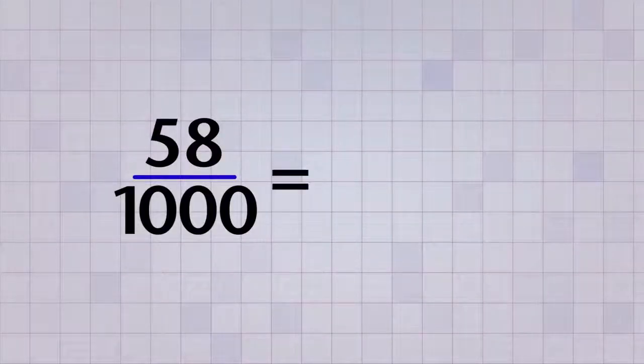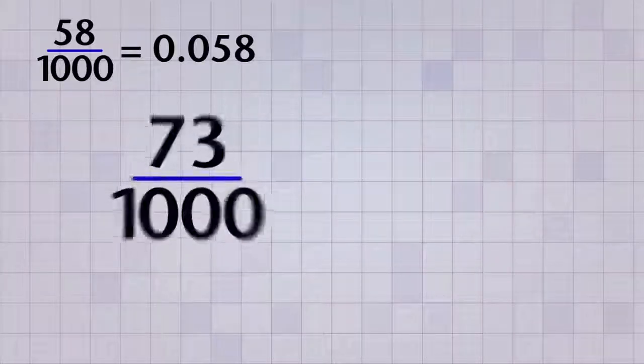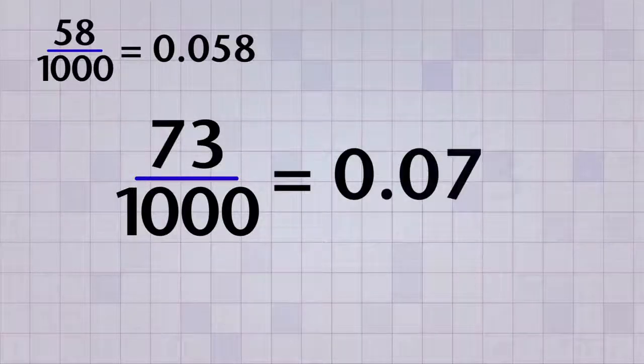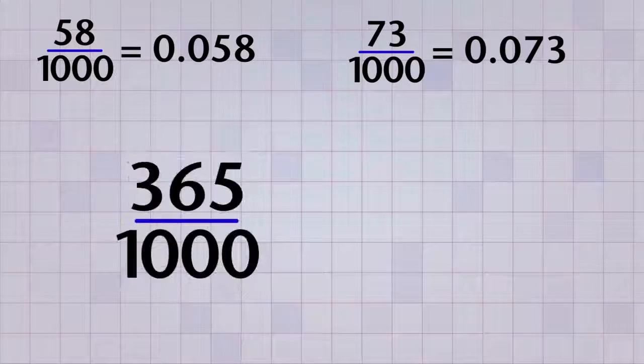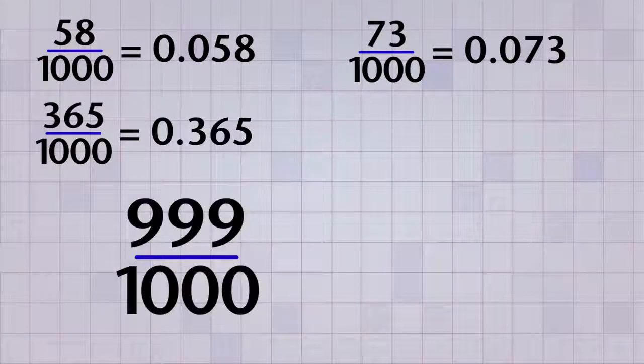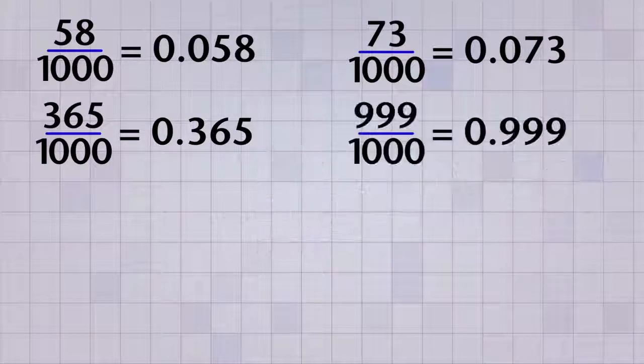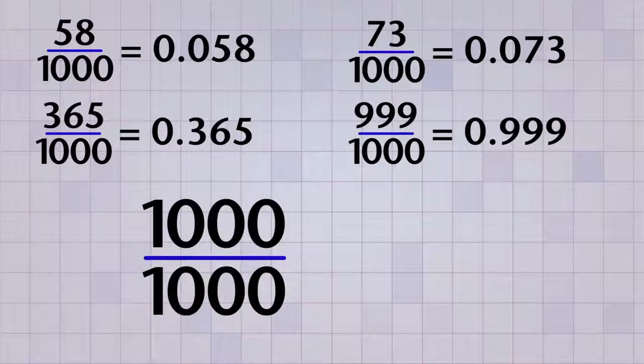Let's see a few more examples. 58 over 1,000 is 0.058. 73 over 1,000 is 0.073. 365 over 1,000 is 0.365. And 999 over 1,000 is 0.999. And finally, what do you think we would get if we converted 1,000 over 1,000? Right again, 1,000 over 1,000 is just a whole, so its value would be 1.